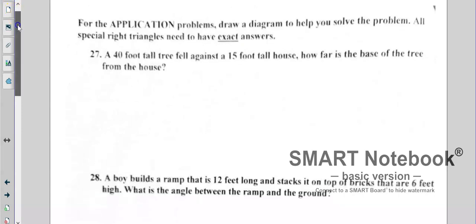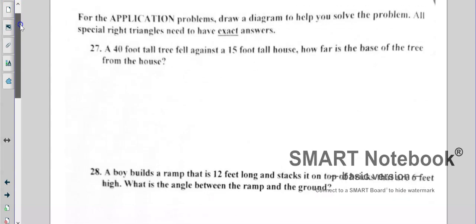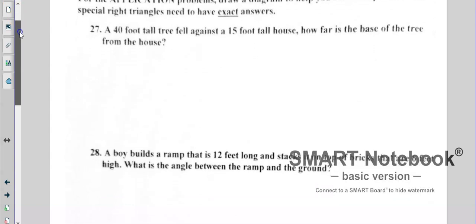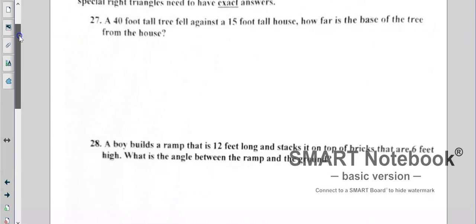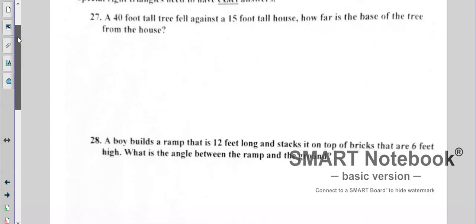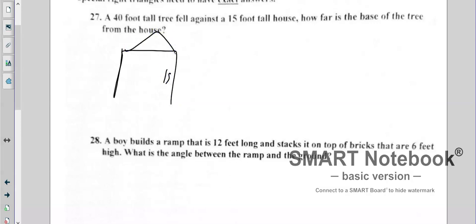All right, application problems. Draw a picture. All special right triangles need to have exact answers. So that means no decimals. A 40-foot tree fell against a 15-foot tall house. So here's my house. House 15 feet high. A 40-foot tree fell against it. How far is the base of the tree from the house? So we're trying to find that.